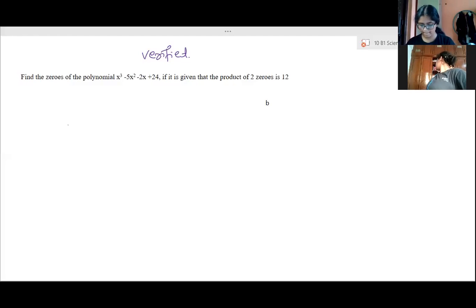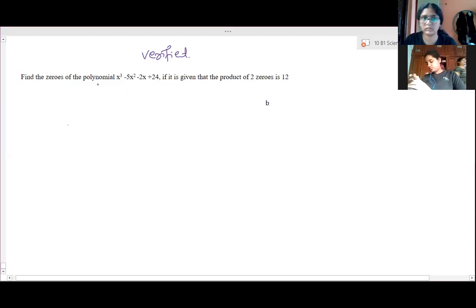7th one. Yes, what happened? It is given that the product of two zeros is 12, that means alpha beta is equal to 12. Find the zeros. That means alpha, beta, gamma, all you have to find out.